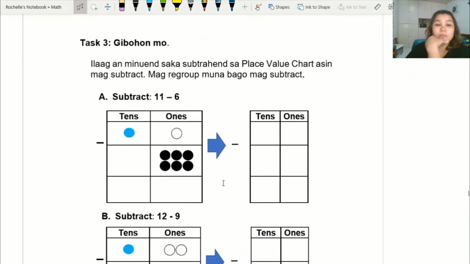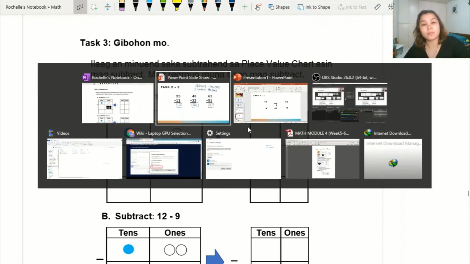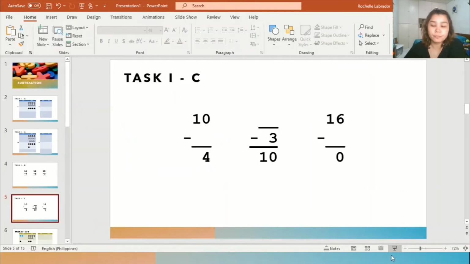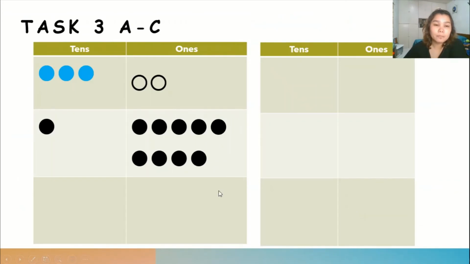So for task 3, I have here another set of examples. Okay, let's use this example. So first, we write the number for this set. So we have 3 tens and then 2 ones. So we have 32. And then we have 1 tens for subtrahend, and then 9 ones for subtrahend. So we have 32 minus 19.